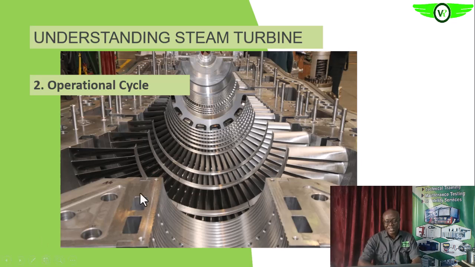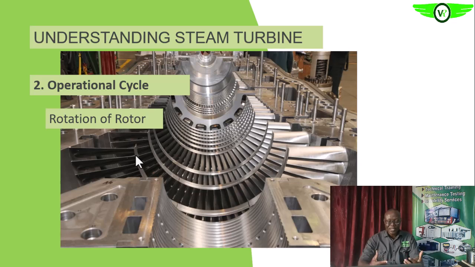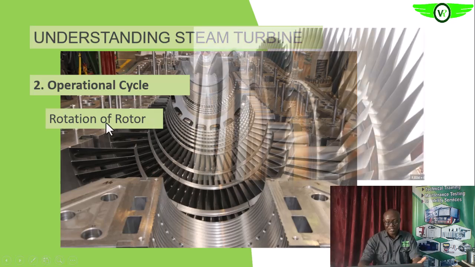Okay, so this larger part is usually on the exhaust side of the steam turbine. We will explain that later. Then this steam, after being administered into the turbine itself, the kinetic energy will now be converted into rotating mechanical energy by the rotor. So that's the second stage, the next stage in the operational cycle.